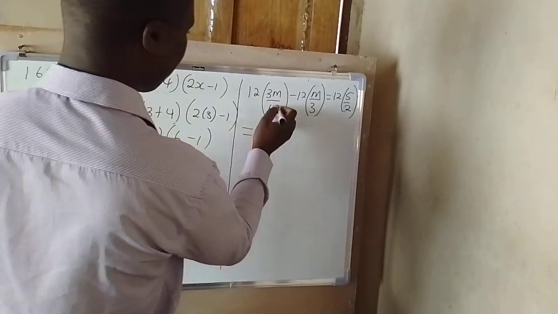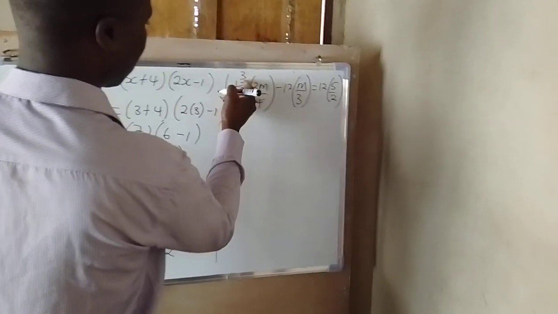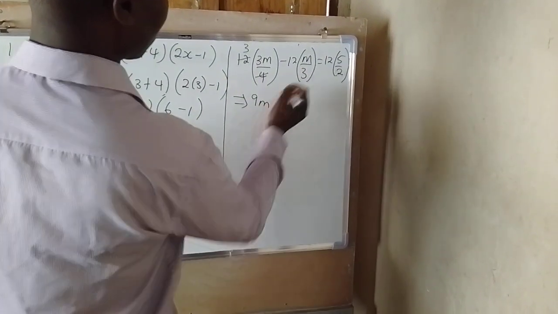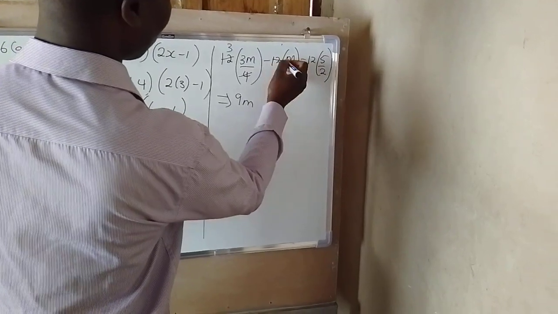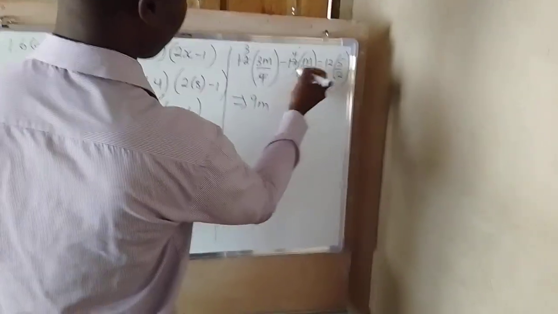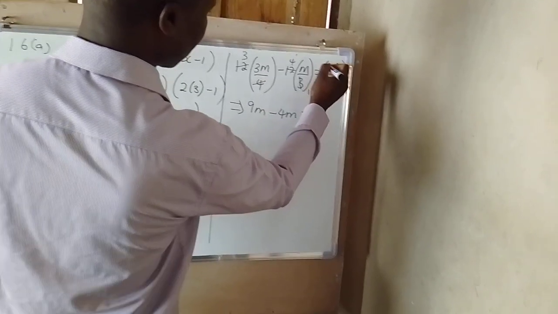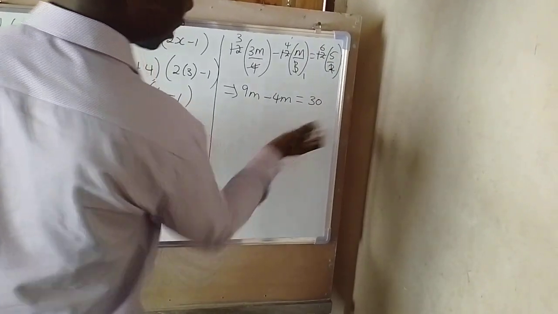And let's simplify. 4 into 12, that's 3. 3 times 3m is 9m. Now 3 into 3, 1. 3 into 12, that's 4. Minus 4 times m, we get minus 4m. Being equals to 2 into 12, that's 6. 6 times 5, we get 30. Now this becomes a linear equation.